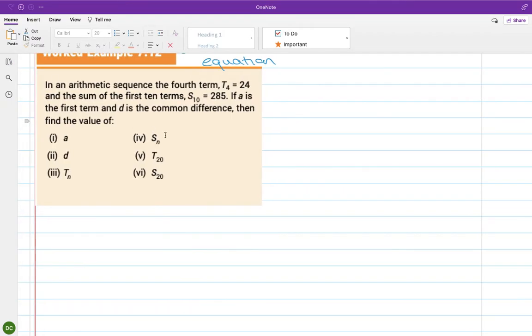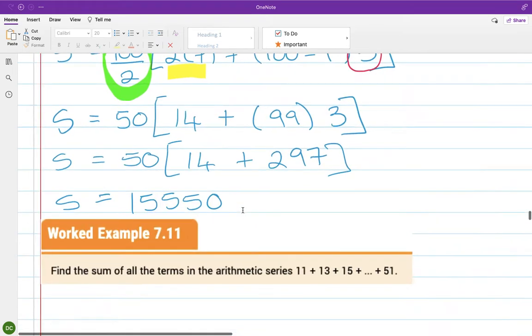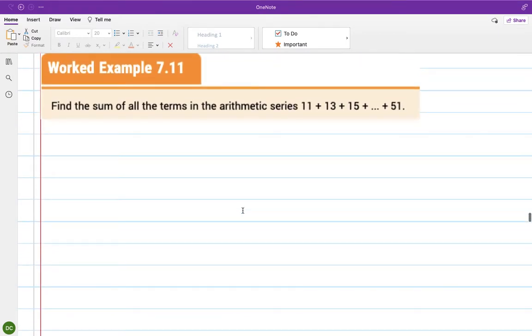Still doing these series, right? But this question is just a little bit harder. There's just a bit more to do, and you really kind of need to understand what you're talking about to be able to do it. So where am I? Here. Okay. So find the sum of all the terms.